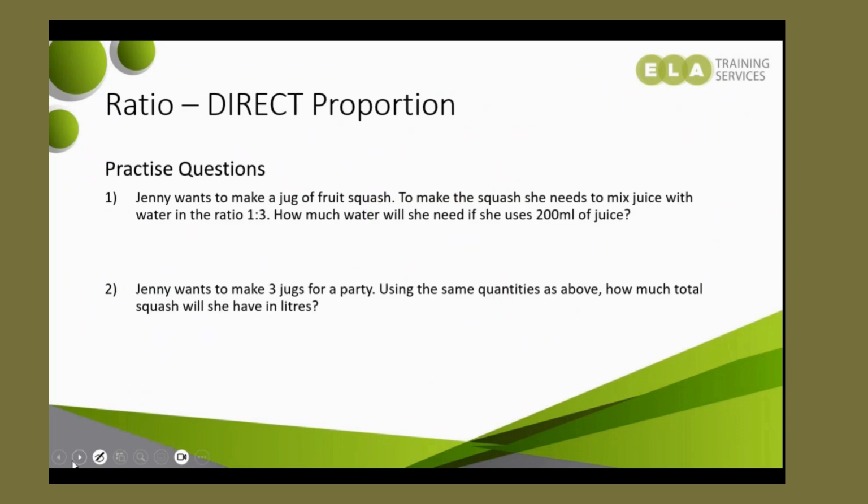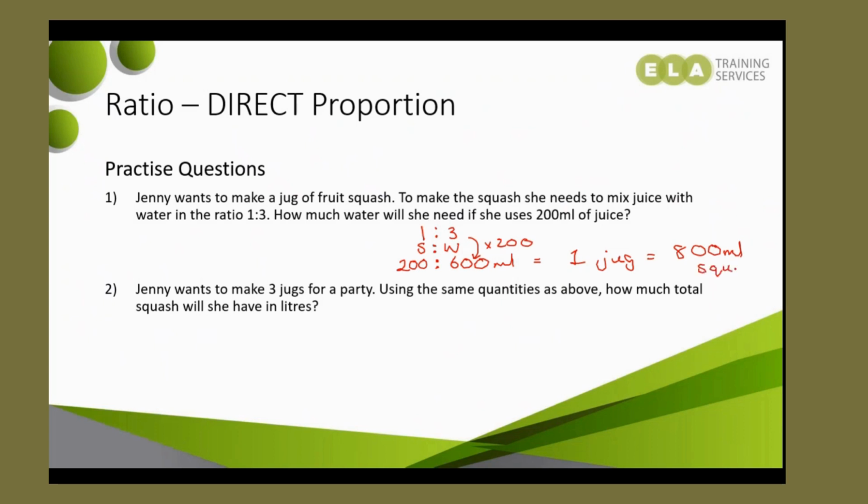So we have these questions here which deal with direct proportion where we're going to have to look at changing units. So Jenny wants to make a jug of fruit squash. To make the squash, she needs to mix juice with water in the ratio 1 to 3. How much water will she need if she uses 200 millilitres of juice? So we know our ratio is 1 to 3, juice to water. And if she uses 200 millilitres of that, we know 1 part is 200. So 3 parts, we must times by 200, which is 600. So we know 1 jug equals 800 millilitres of squash.